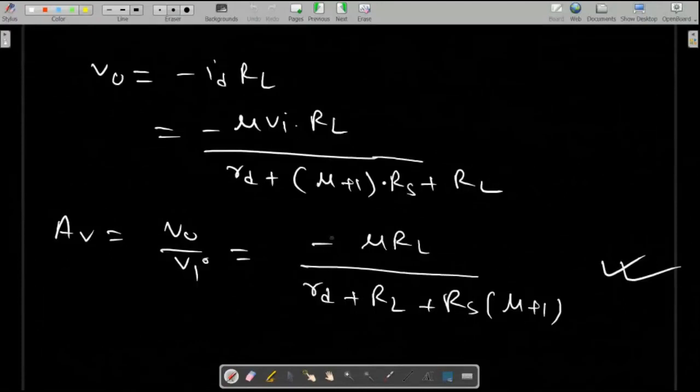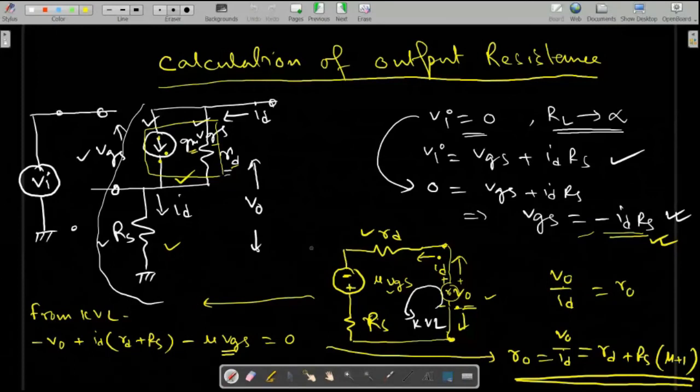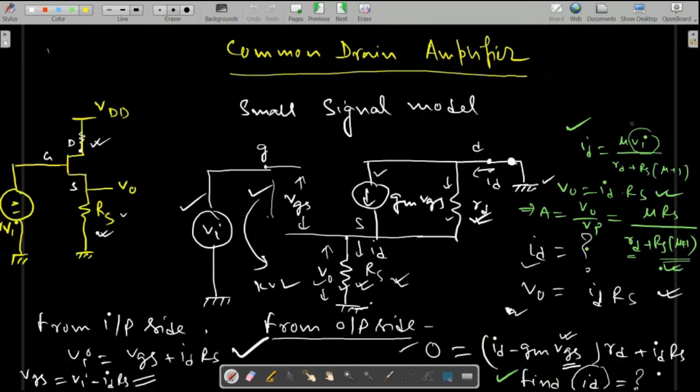Same thing with source resistance. Again, check, we got another gain expression, which is also negative. So basically, the common source amplifier produces gain, and the input and output have a phase shift of 180 degrees. But for the common drain amplifier, check the expression for gain. There is no such minus sign. It's a plus: mu RS by RD plus RS into mu plus 1.